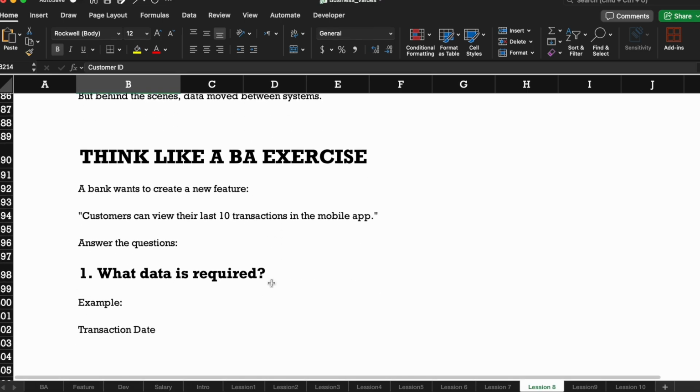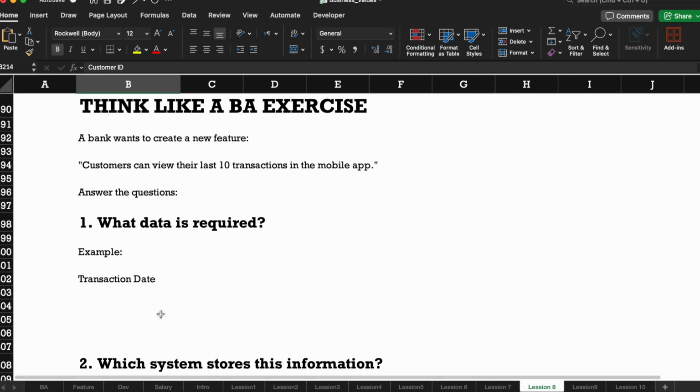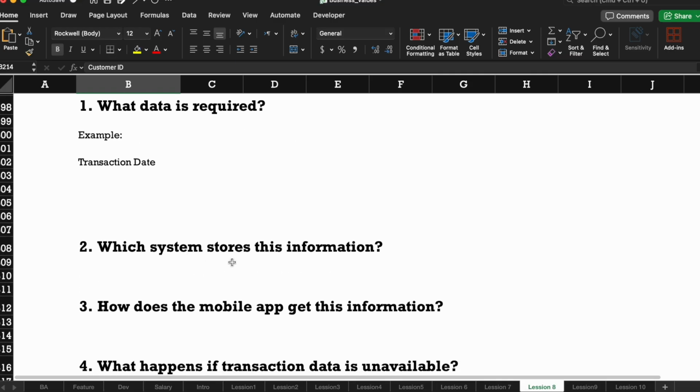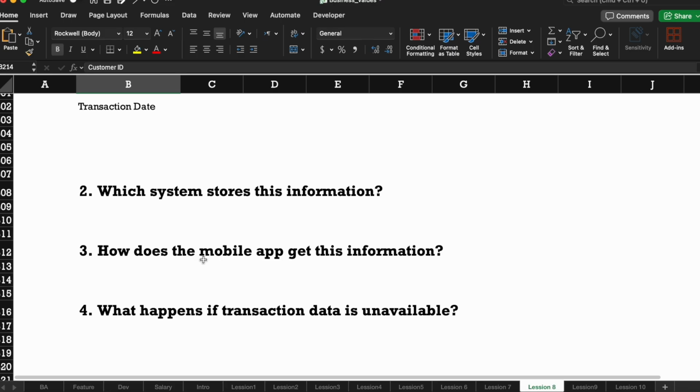Exercise: a bank wants to create a new feature. Customers can view their last 10 transactions in the mobile app. Answer the question: what data is required? Example, transaction date. Which system stores this information? That's the second question. How does the mobile app get this information? What happens if transaction data is unavailable?